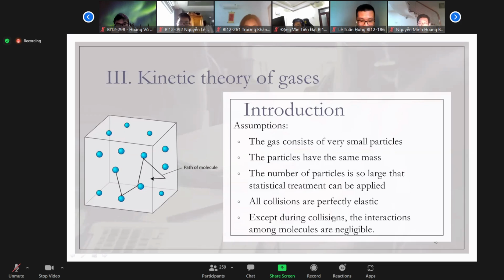And finally, except during the collisions, the interactions among molecules are negligible. So we consider that there are only interactions when the molecules collide with each other. So there are no forces, right? No forces, then no interaction when they do not collide. But in reality, it's different, okay? Is it clear here? So please remember several assumptions of the kinetic theory of gases.